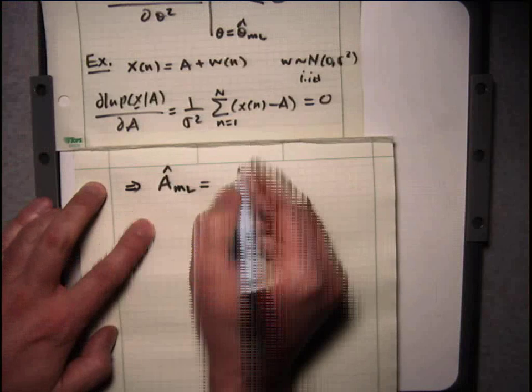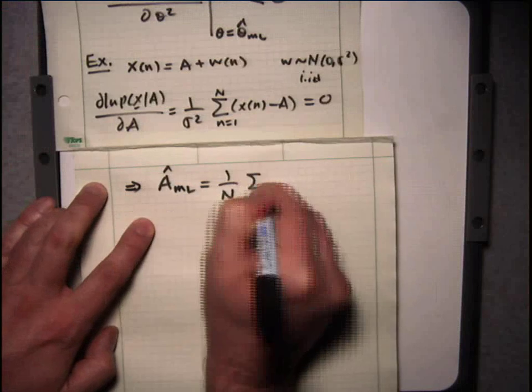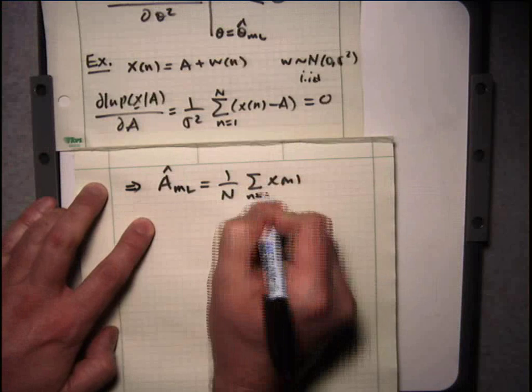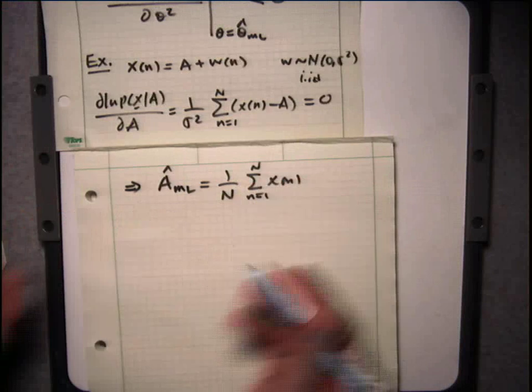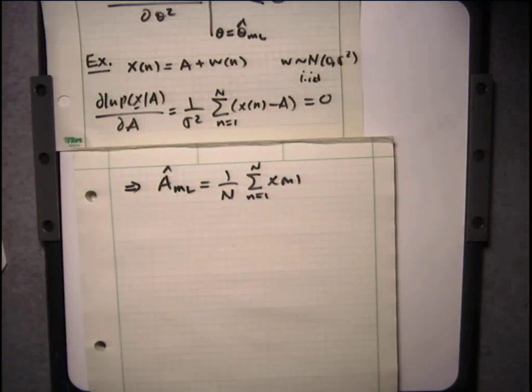You get 1 over n, sum of x of n, n equals 1 to n. So the same estimate as we got for the minimum variance unbiased estimator, the same estimate that we got for the least squares estimator, and so on. So it happens to be the maximum likelihood estimate in this case as well.